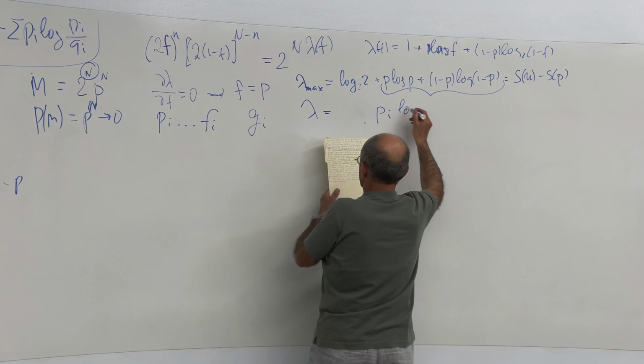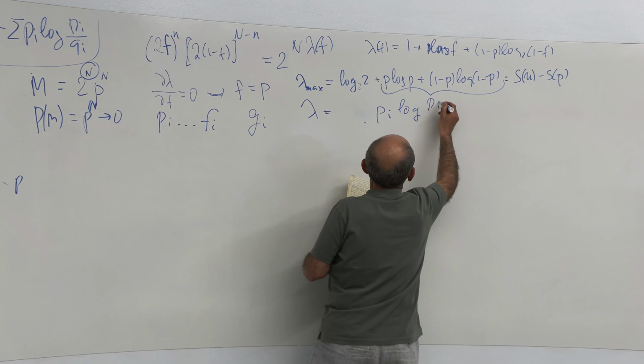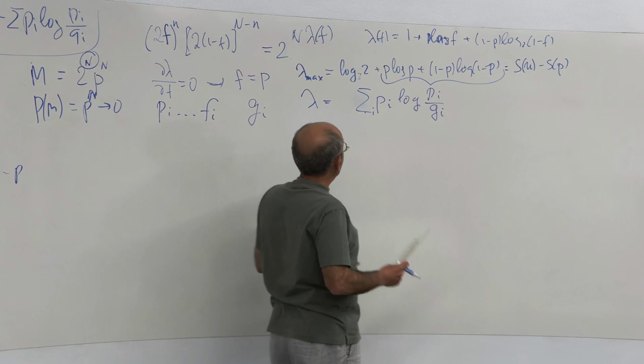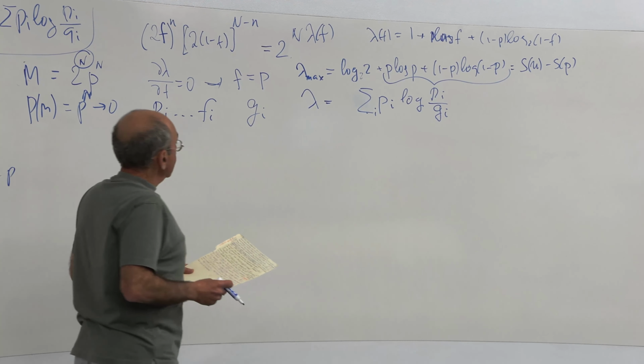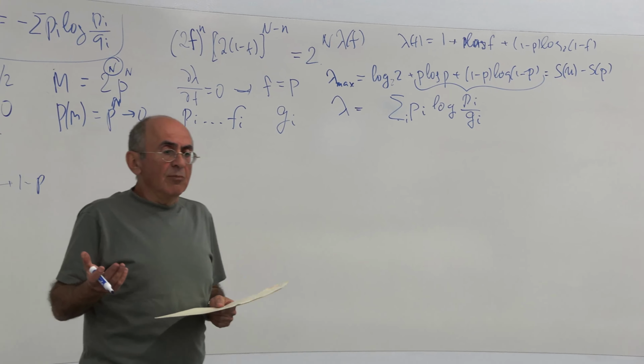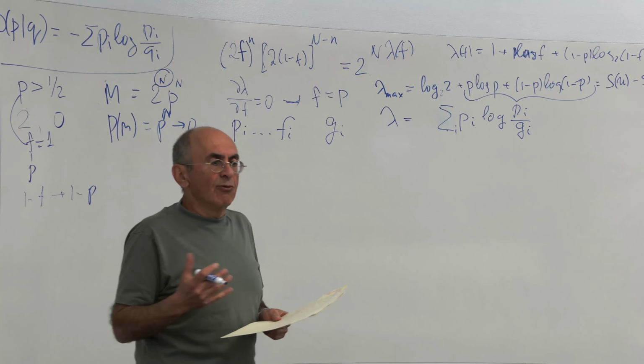It's p_i logarithm of p_i over g_i, sum over i. Okay, so before this was 2, and came over there, and this was an entropy of p_i. Now, you may say, okay, but somebody sets the rewards, right?